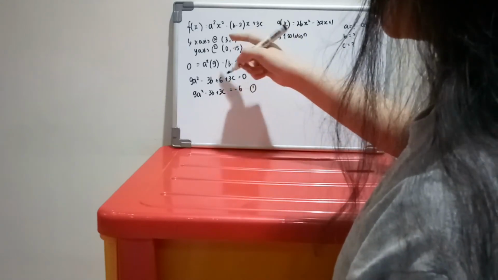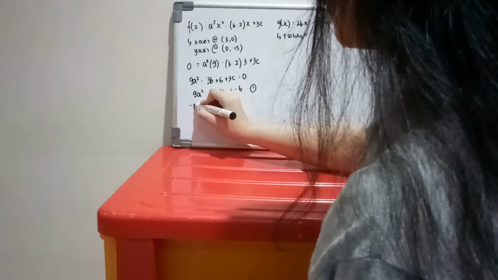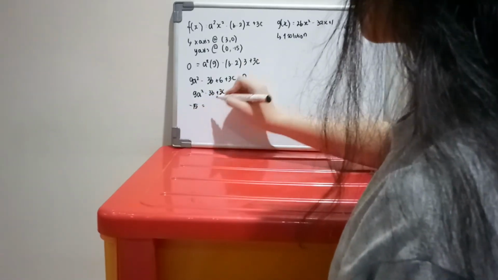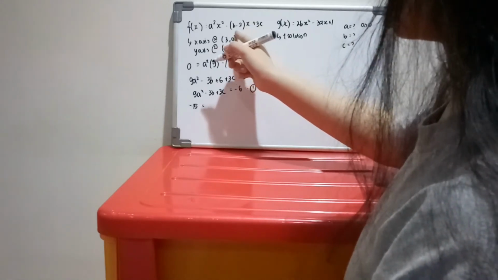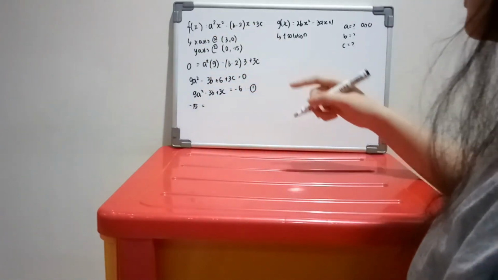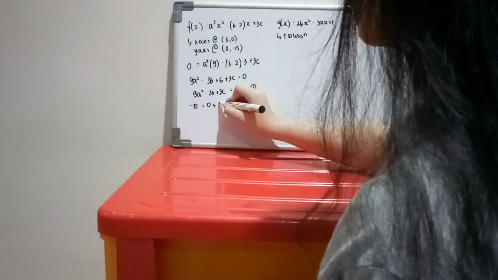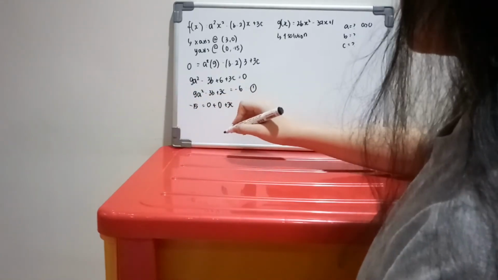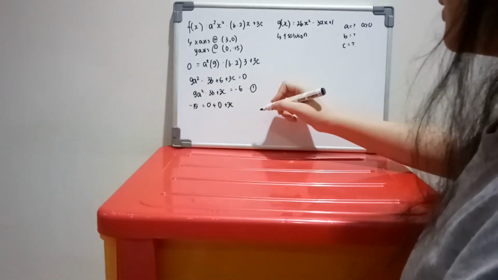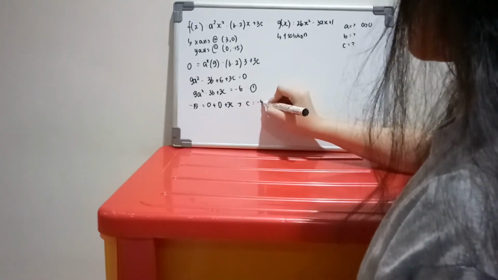Then we'll work with the y-axis. We have x equal to 0 and f(x) is -15. So -15 equals, notice that if you put 0 into x, the terms cancel out because they're multiplied by 0. So then 0 plus 3c is equal to -15. Therefore, 3c is equal to -15 and c is -5.